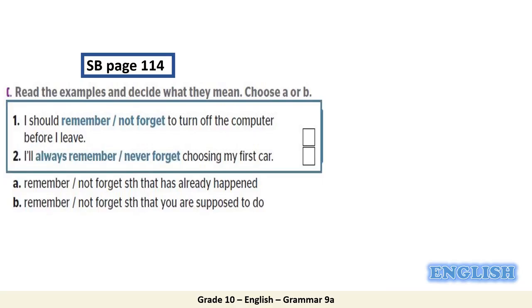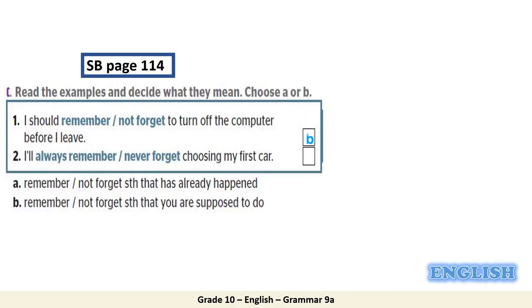Now, in the student book on page 114, we have the activity C. Read the examples and decide what they mean. Choose A or B. We have two sentences and two meanings. Number 1, I should remember or not forget to turn off the computer before I leave. Number 2, I always remember or never forget choosing my first car. And here we have remember or not forget something that has already happened, or remember or not forget something that you are supposed to do.